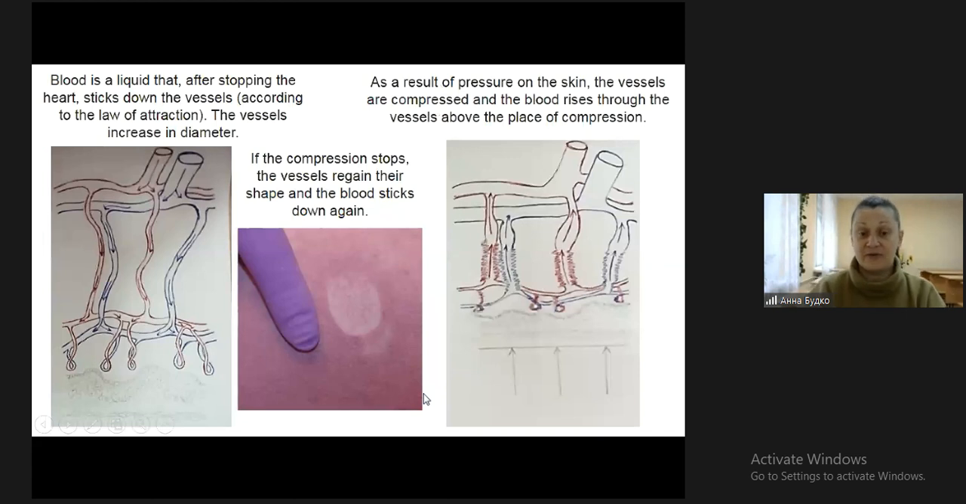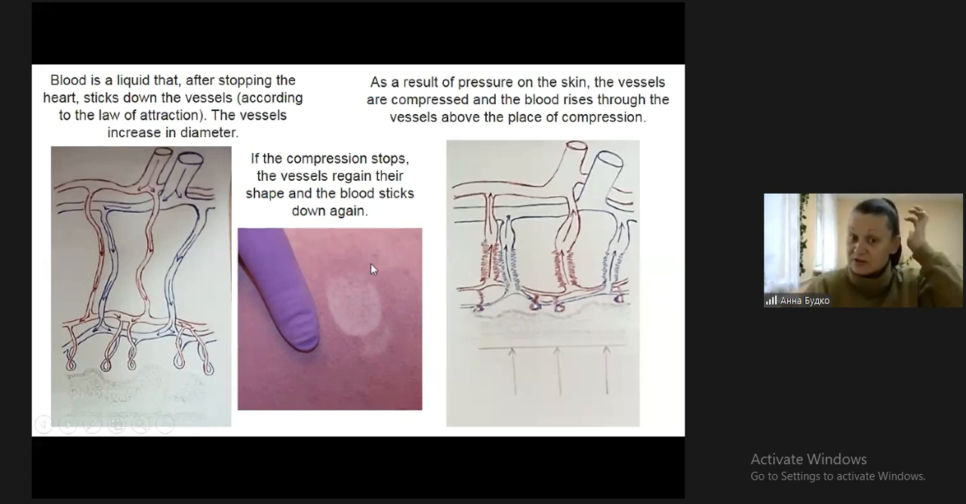And my dear friends, after cardiac activity stops, after blood circulation stops, blood in the vessels goes down into the lower parts of the body. Look, this is a diagram of the skin, and look at these blood vessels which lie in the soft tissue and in the skin. After that, under the force of gravity, blood goes into the lower parts of the body.